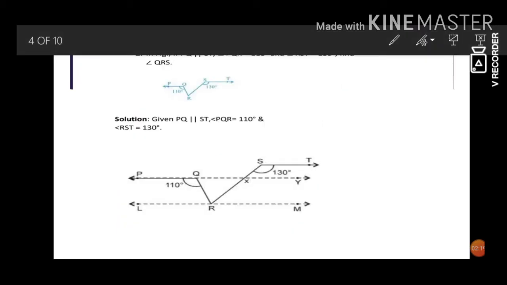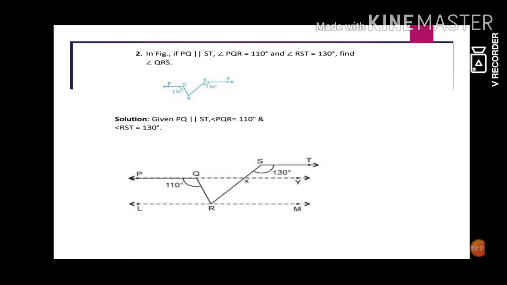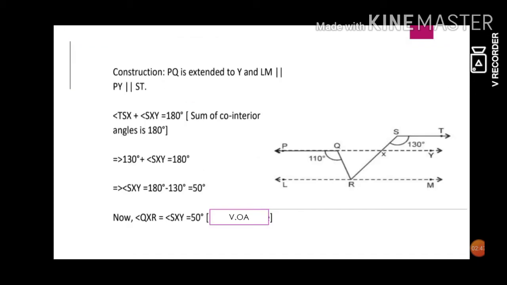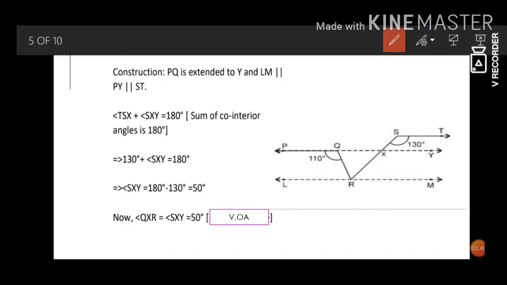Now in the next question, we have PQ parallel to ST, angle PQR is 110, angle RST is 130. We need to find angle QRS, that is this angle. To find such angles, first we need to draw lines which are parallel to each other. PQ is extended to a point Y, and PY is parallel to LM, which is parallel to ST. This is a part of our construction.